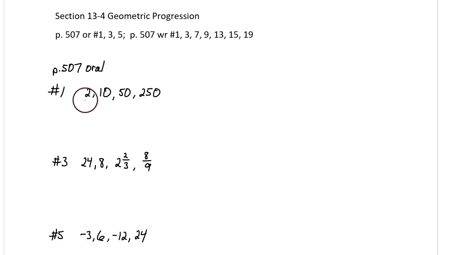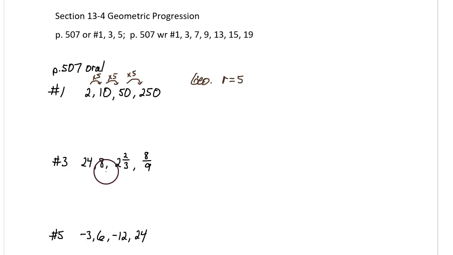Page 507, oral. For question number 1, we're asked to say whether or not this sequence is geometric or arithmetic or neither type. So let's look at what's happening from term to term. To be arithmetic, you have to add the same amount each time. We don't have that. To be geometric, you have to multiply by the same amount each time. From 2 to 10, it's timesing by 5. From 10 to 50, it's timesing by 5. And from 50 to 250, it's timesing by 5. So this is geometric. And the value of r is 5.